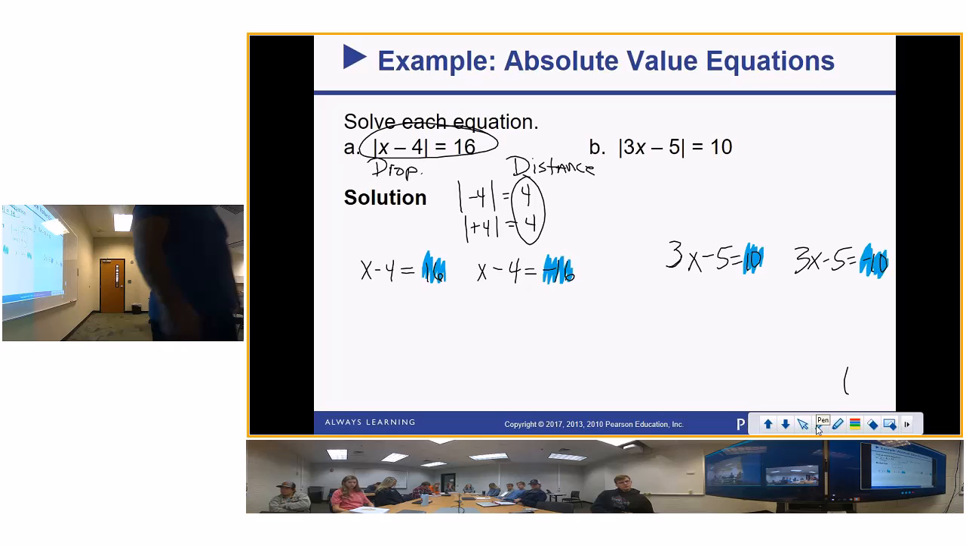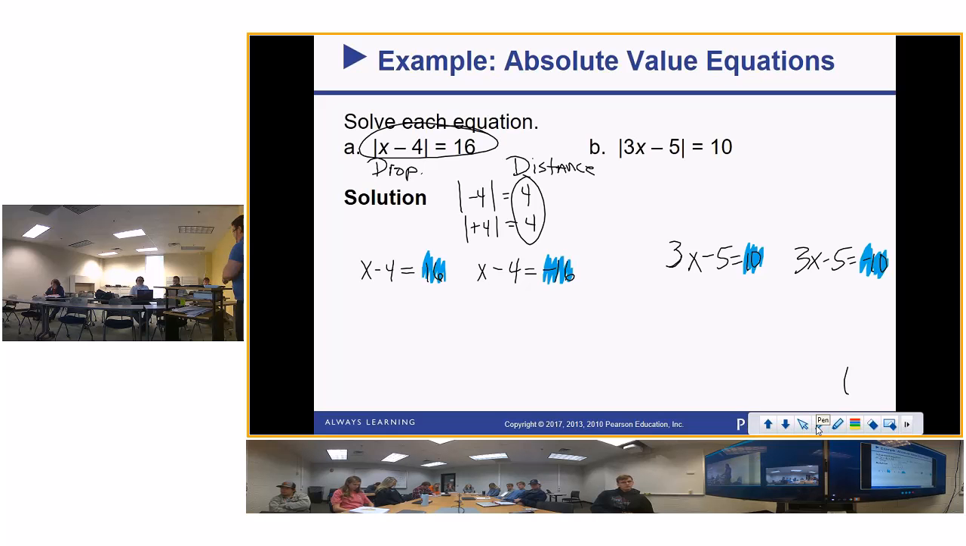Now if you were to graph it, then you would set it up with the vertical and horizontal shift.